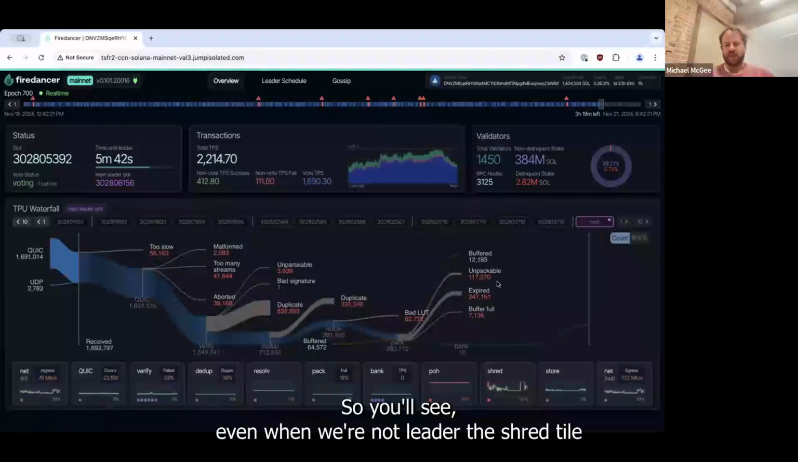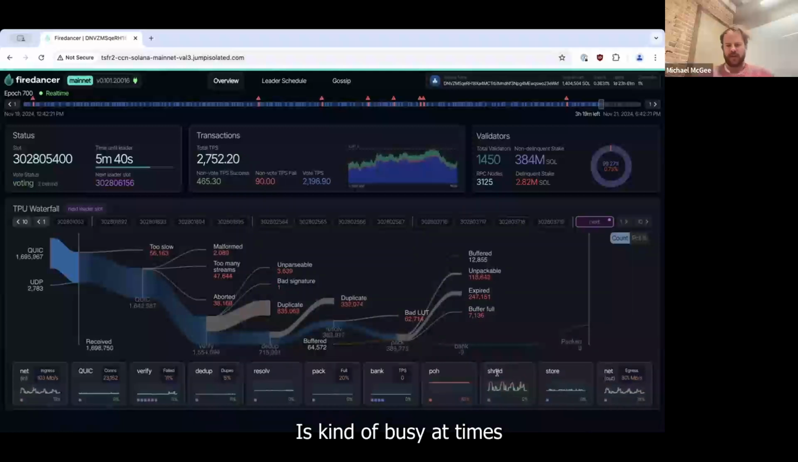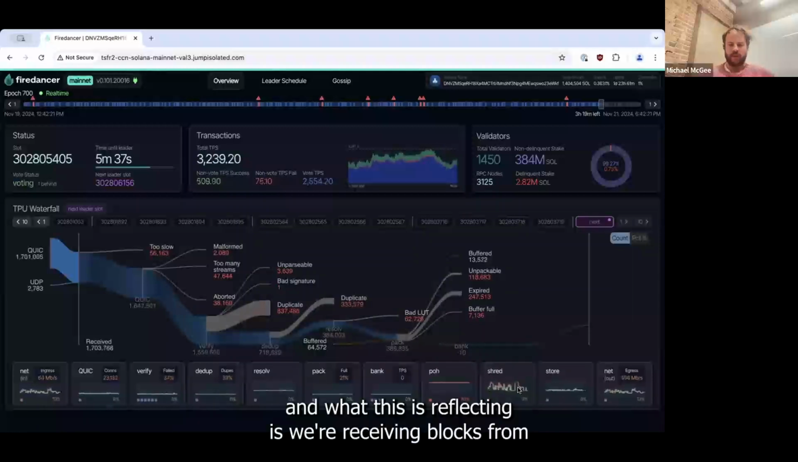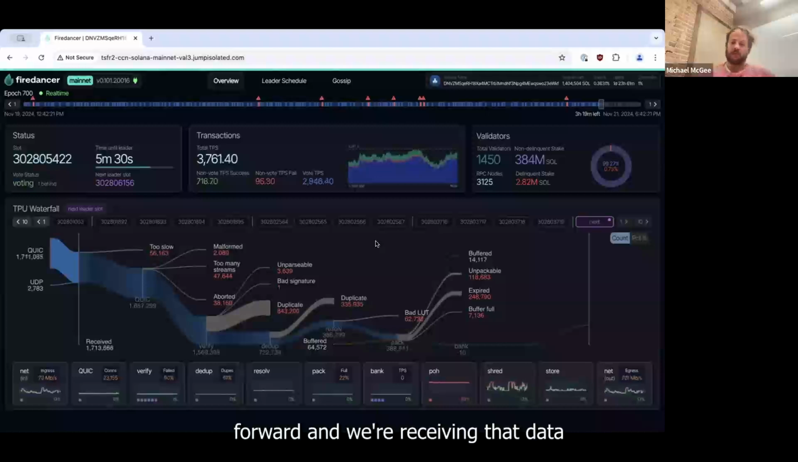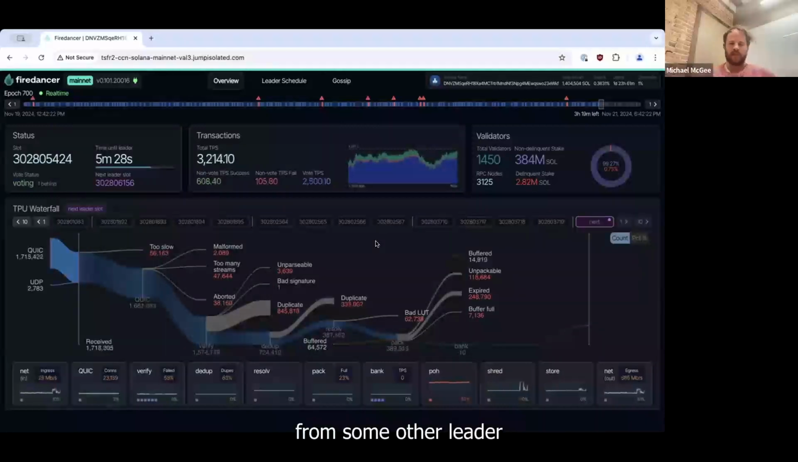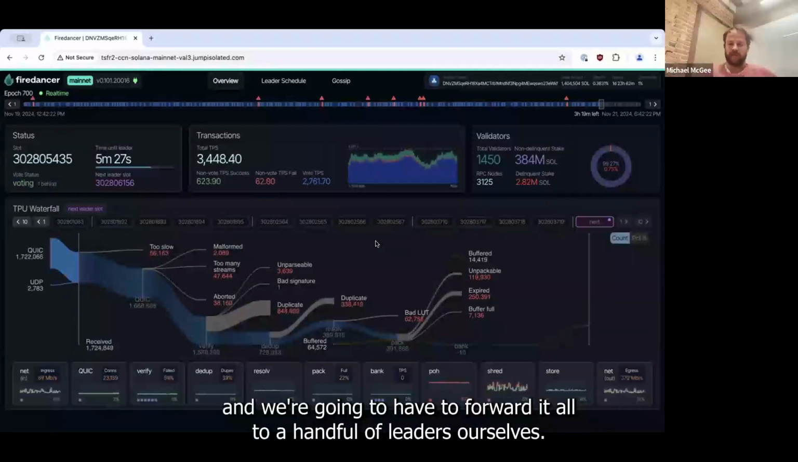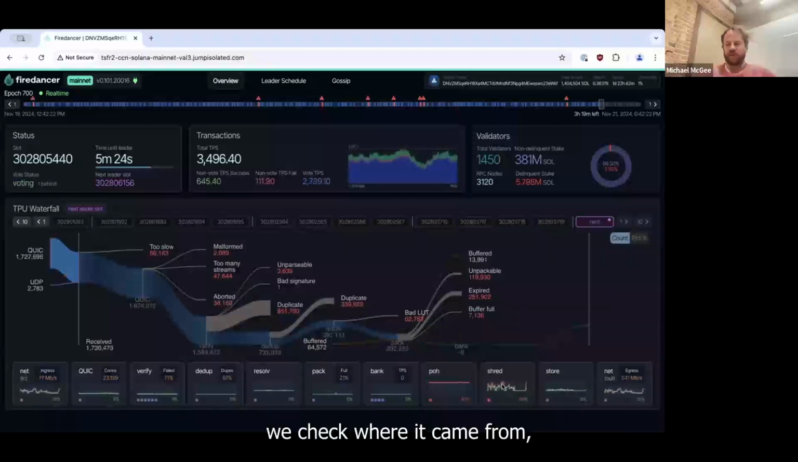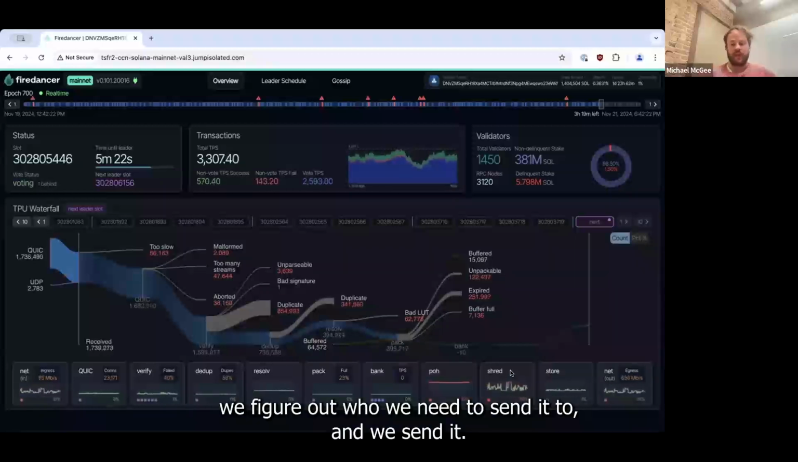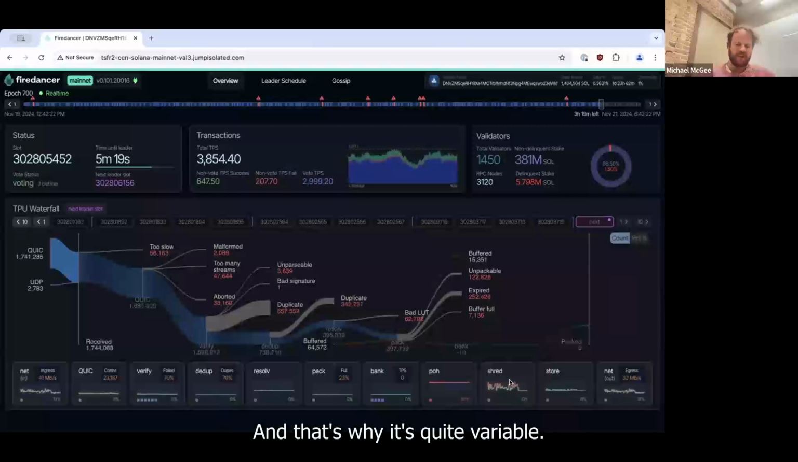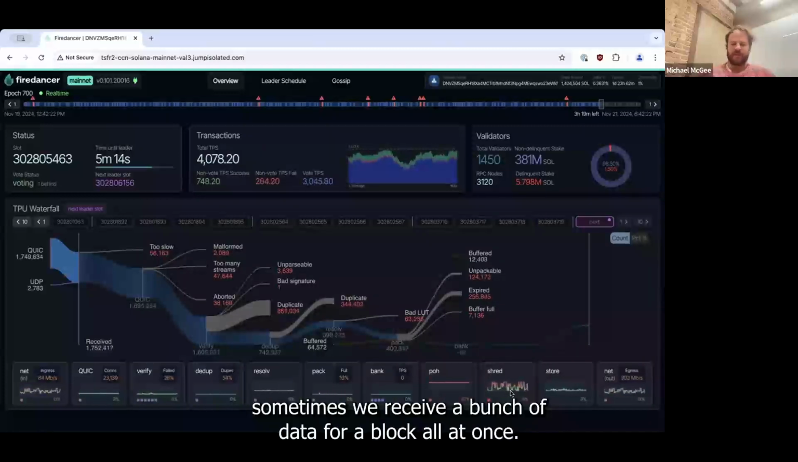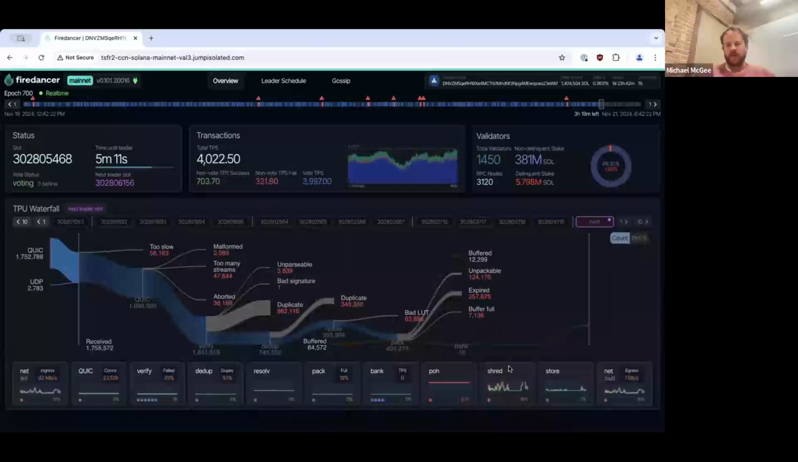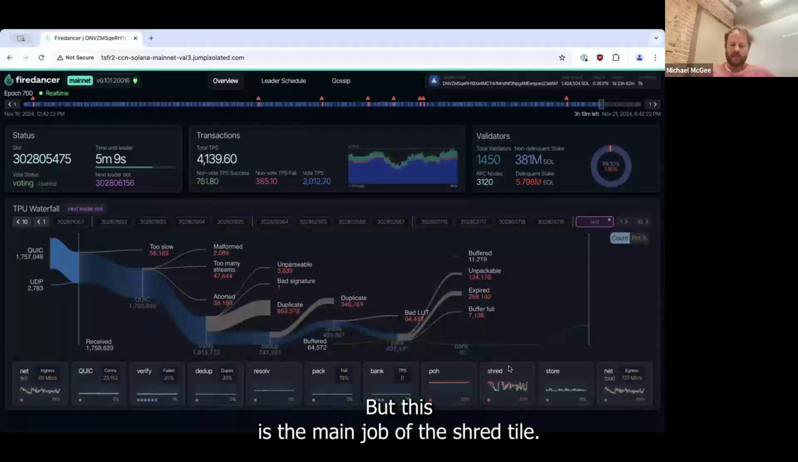You'll see that even when we're not leader, the shred tile is busy at times. What this reflects is that we're receiving blocks from other leaders. They're producing slots as the network moves forward, and we're receiving that data from some other leader, and we have to forward it on to a handful of validators ourselves. So we validate it, check where it came from, figure out who we need to send it to, and send it. That's why it's quite variable. Sometimes we don't receive a slot for a little bit. Sometimes we receive a bunch of data for a block all at once. But this is the main job of the shred tile.